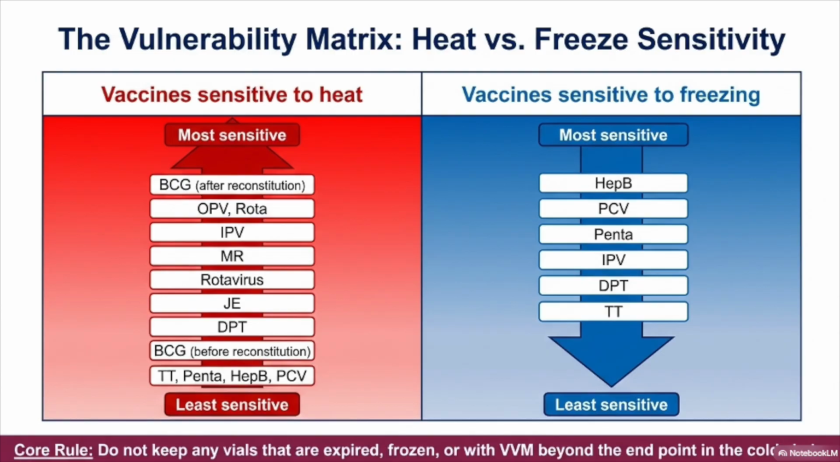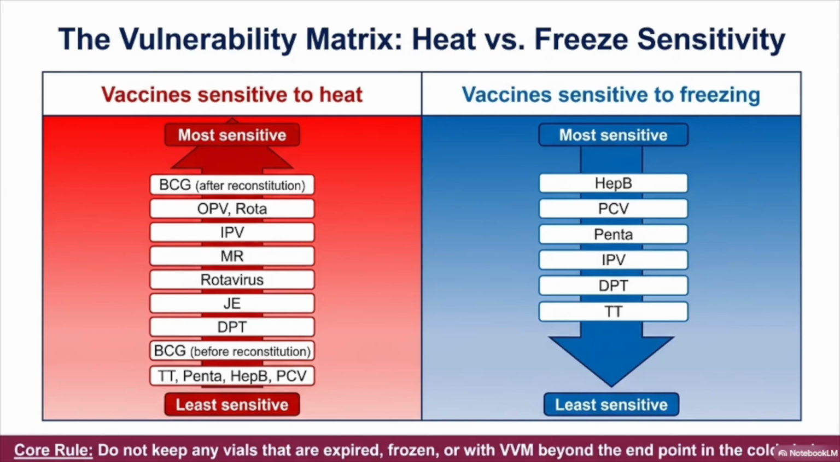Now, how do we know which vaccines are more vulnerable to temperature damage? This is explained through the vulnerability matrix, which separates heat sensitive vaccines from freeze sensitive vaccines. Among heat sensitive vaccines, BCG after reconstitution is the most sensitive, followed by OPV and Rota, then IPV, MR, Rotavirus, JE, DPT, BCG before reconstitution, and finally TT, Penta, Hepatitis B, and PCV, which are the least heat sensitive.